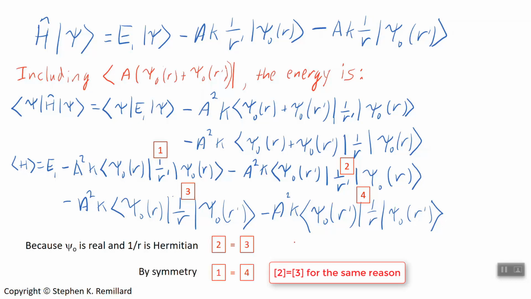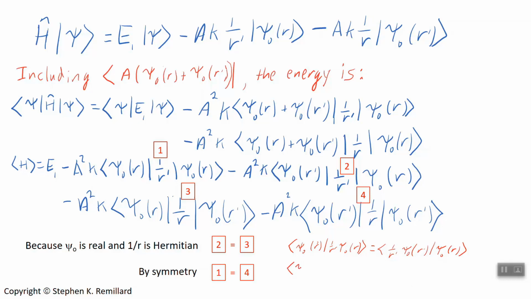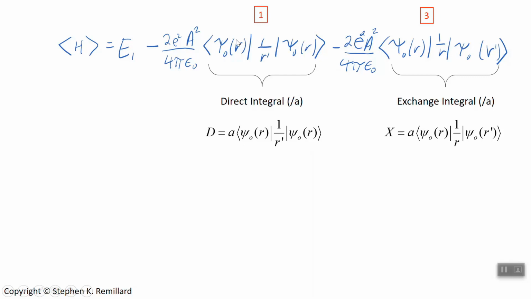2 and 3, because 1 over R is Hermitian, we can just move it over, and that's a rearrangement of equation 2. And equation 3, same thing. And because the electron does not discriminate between R and R prime, these two brackets have the same value. So I'll just write one of them and put a 2 in front. Here's term number 1, and I'll skip term number 4 and I'll just put a 2 in front of it. And here's term number 3, and I'll skip term number 2 and just put a 2 in front of it.